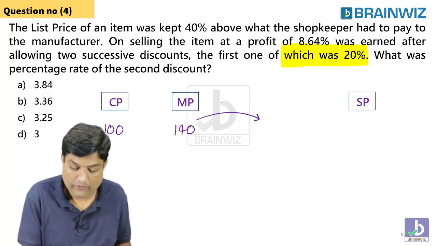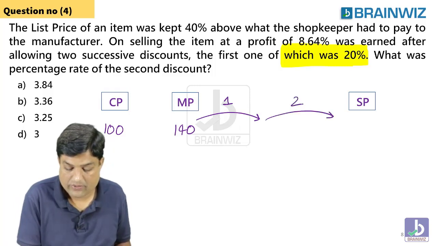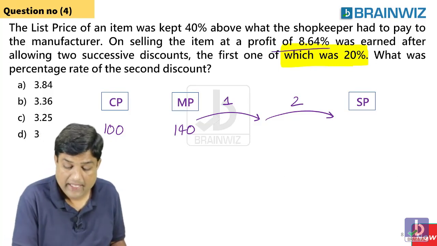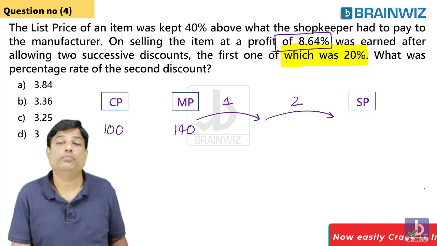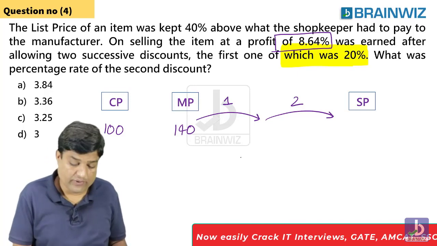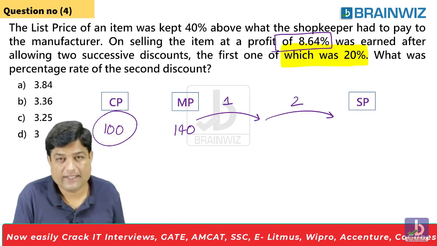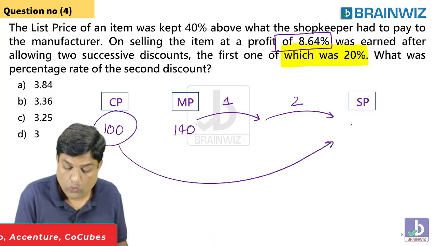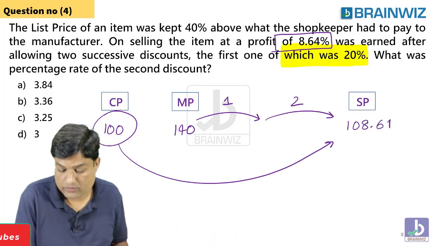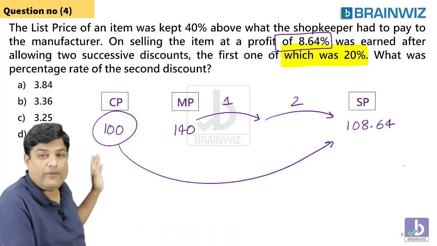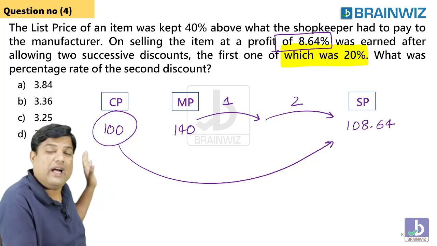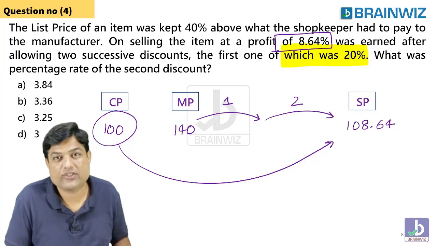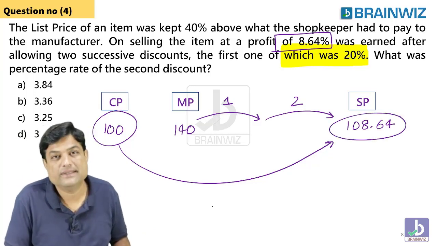He gave you two discounts, the first discount and the second discount. After giving two discounts, he made a profit of 8.64%. That is the reason we have taken 100 rupees. On every 100 rupees, he made 8.64%, which means 8 rupees 64 paise extra. So 108.64 is the final selling price.